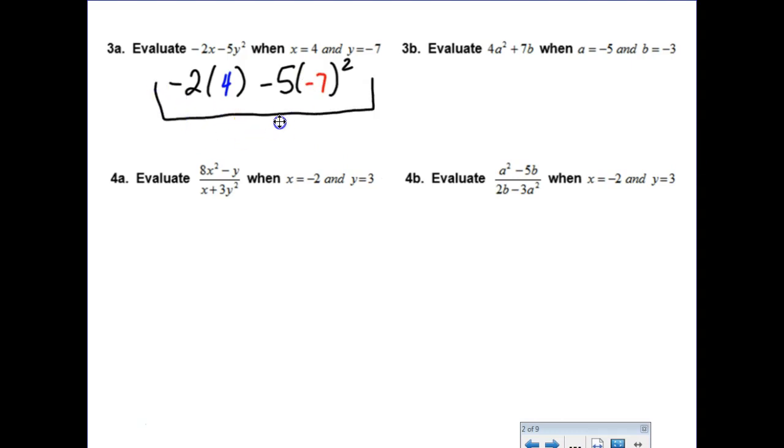So negative 2 times 4 minus 5 times negative 7 squared. But I'm going to include those parentheses where you see them in the skeleton, and that's going to give me the right answer. I believe this one comes out to negative 253. Fingers crossed that I didn't mess that up.